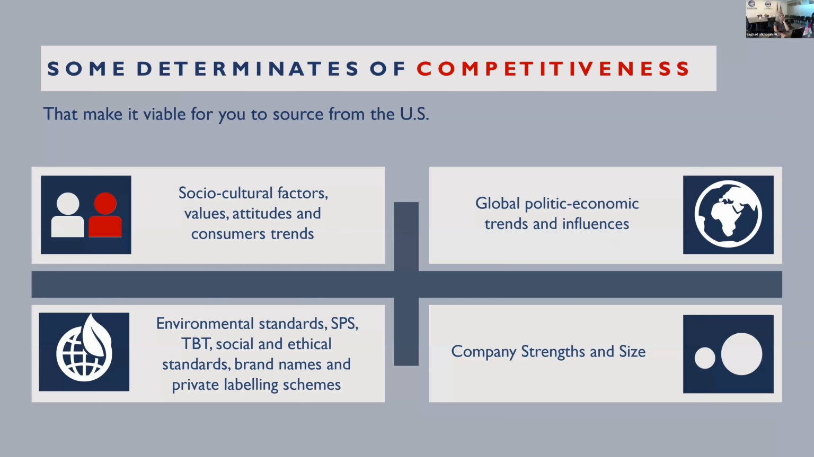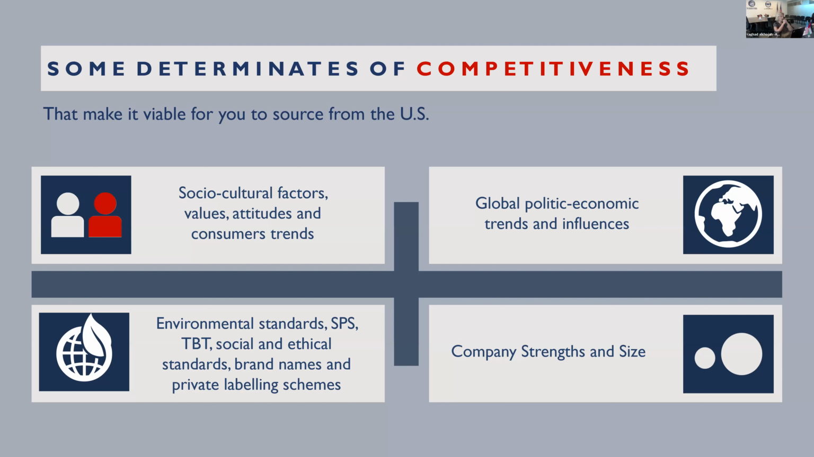This slide shows you some determinants of competitiveness and what makes it viable for you to source from the US versus any other country. So we start with the socio-cultural factors: values, attitudes, and consumer trends. When you have your sourcing agents in the US, you know that you're dealing with a very well-defined, socio-culturally aware partner. The values are clear, the attitudes are clear, and then there's a high focus on consumer trends. And this has been magnified after COVID. People are more and more aware of consumer trends now, not just in the US, but as a global effect. So you need to know what your consumer trends in Oman are and how you can leverage that with whatever you're importing from the US.